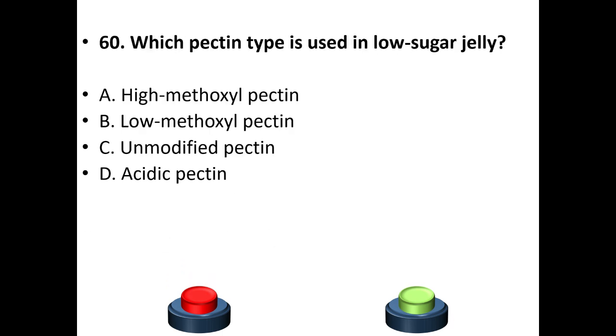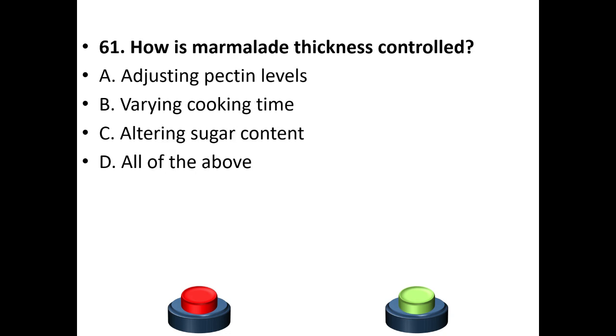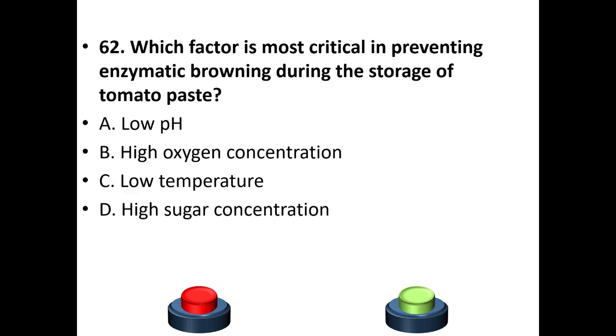60. Which pectin type is used in low sugar jelly? High methoxyl pectin, low methoxyl pectin, unmodified pectin, acidic pectin. Which is the answer? Your answer is B, low methoxyl pectin. 61. How is marmalade thickness controlled? Adjusting pectin levels, varying cooking time, altering sugar content, all of the above. Your answer is D, all of the above.